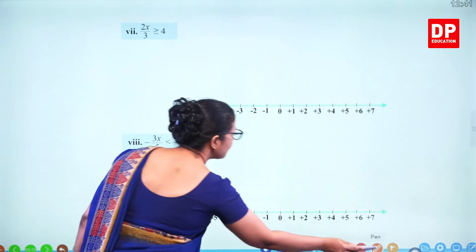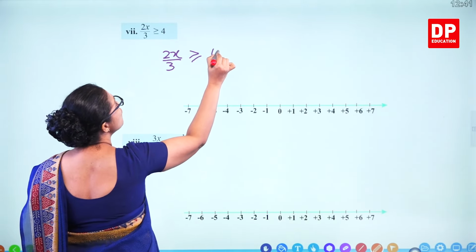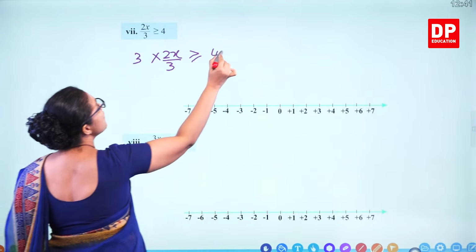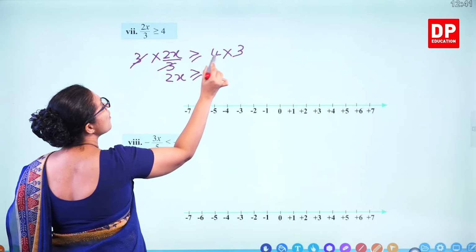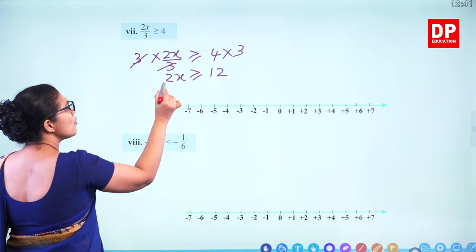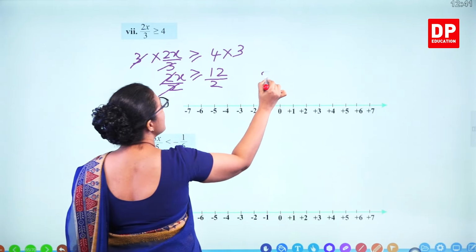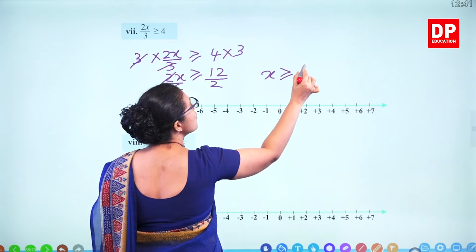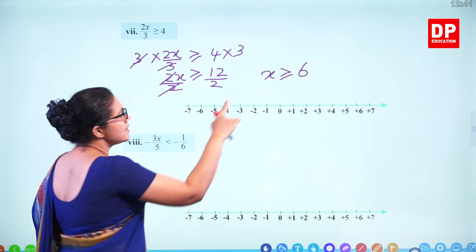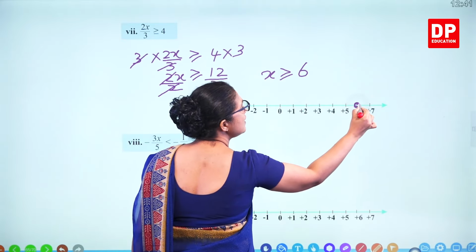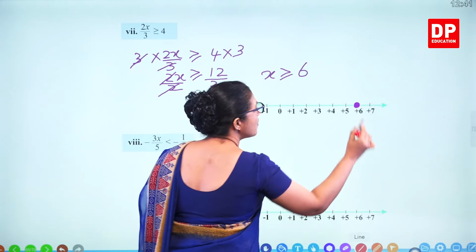This one, 2x over 3 is greater than or equal to 4. Multiply both sides by 3 first. You get 2x is greater than or equal to 12. Now you have to divide both sides by 2. Nothing happens to the sign. X is greater than or equal to 6, 12 divided by 2. So how do you draw that? 6 is a solid circle because it's included, and greater means towards the right hand side.